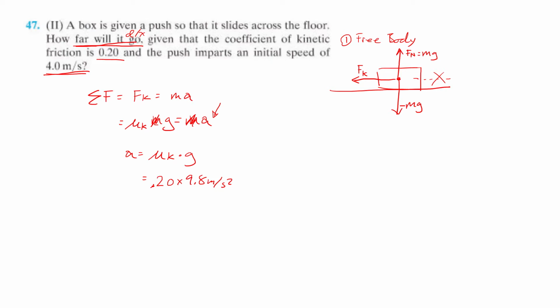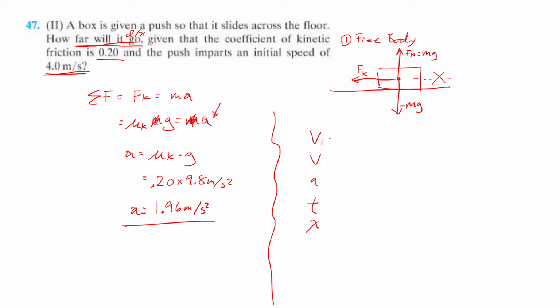9.8 times 0.2, and I got acceleration is 1.96 meters per second squared. Awesome. Part 1 kind of done. We have an acceleration. Now let's do VATX. V initial is, well, we know the V initial.